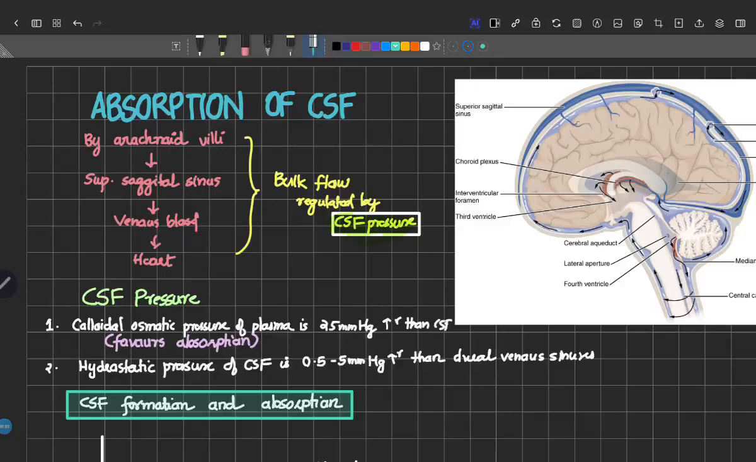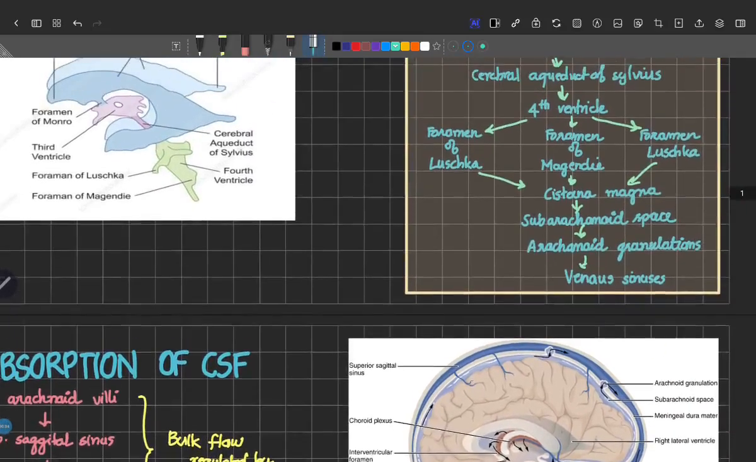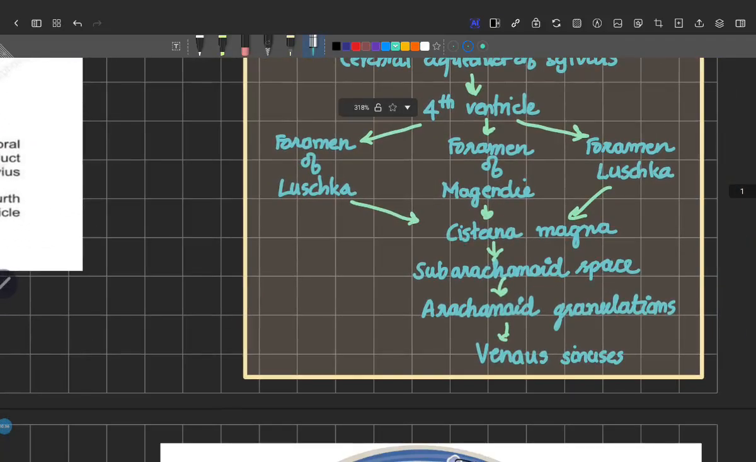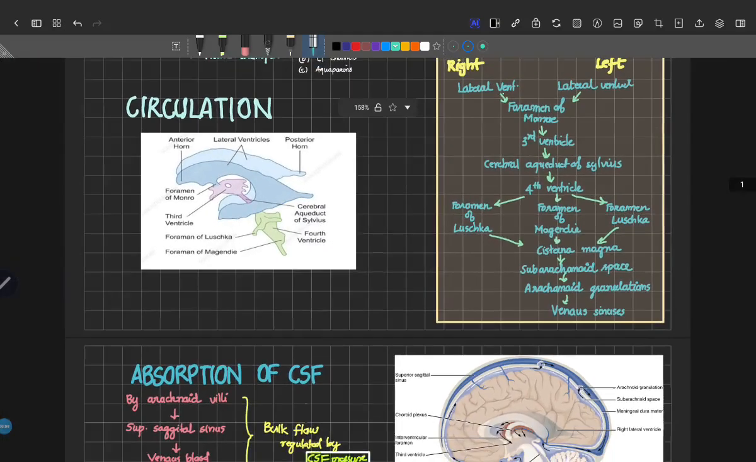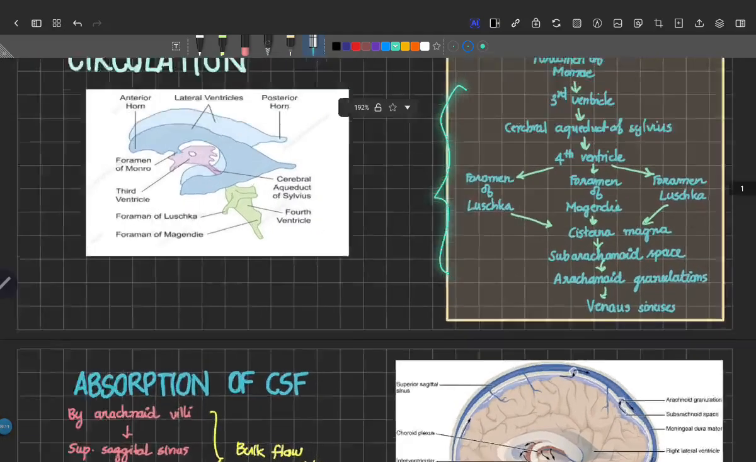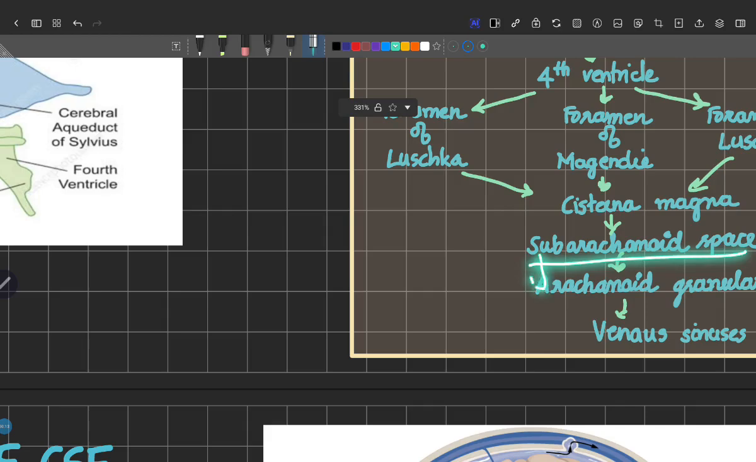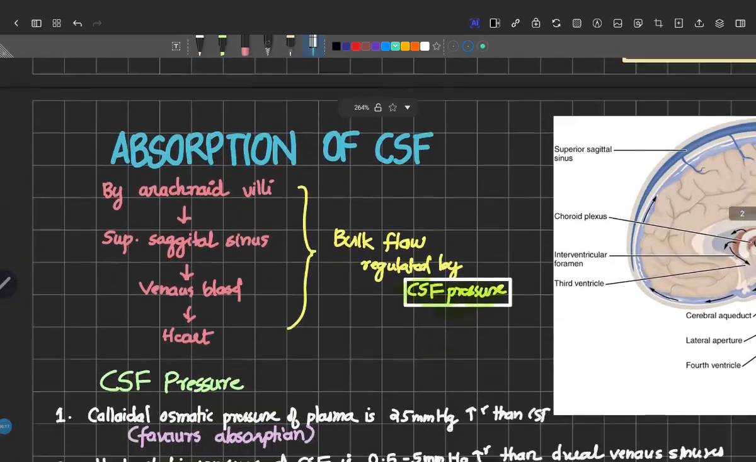Hello, here we will discuss the absorption of CSF. So basically, as I've said, after it enters the subarachnoid space during the circulation of CSF, it is absorbed by arachnoid granulations into venous sinuses, which is basically what absorption is.